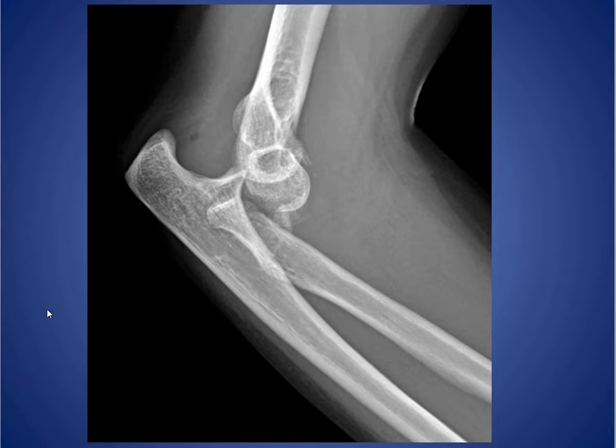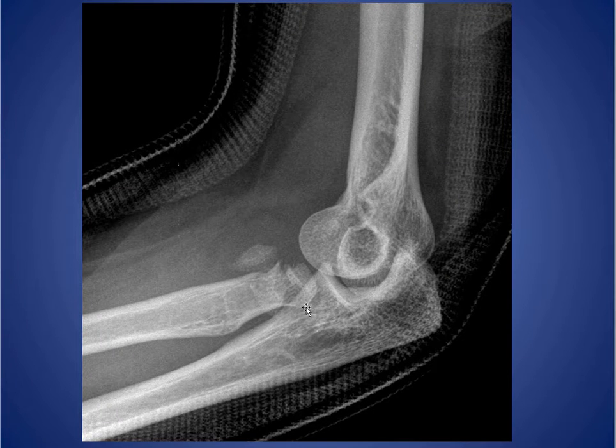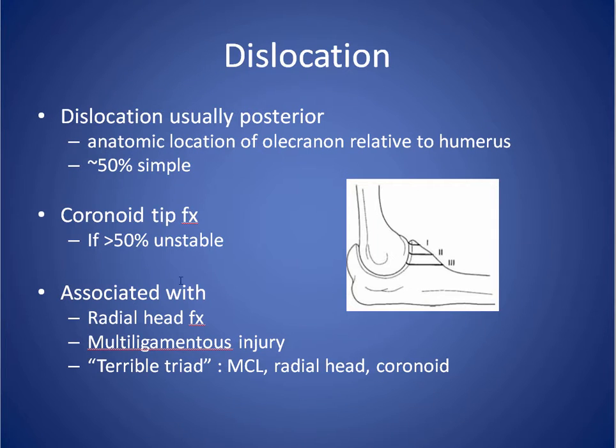This is an example of an elbow dislocation. So we're going to be talking a little bit about these. Usually, this is after reduction. Here's the fracture fragment from the radial head after reduction. Usually dislocations occur posteriorly or posterolaterally, and the dislocation is described in respect to how the olecranon is positioned relative to the humerus.